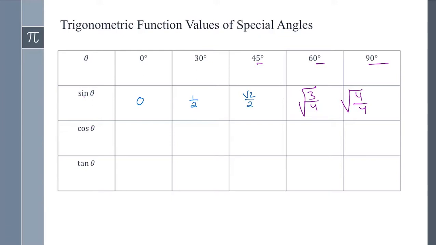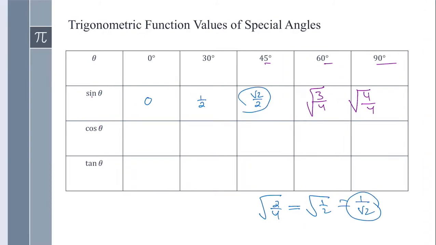Sometimes you also see this one. It was the square root of 2 over 4. So sometimes people write it a little bit differently. 2 over 4 is 1/2, so the square root of 1/2. Square root of 1 is 1, square root of 2 is square root of 2. So if you see this one or this one, they're exactly the same thing.